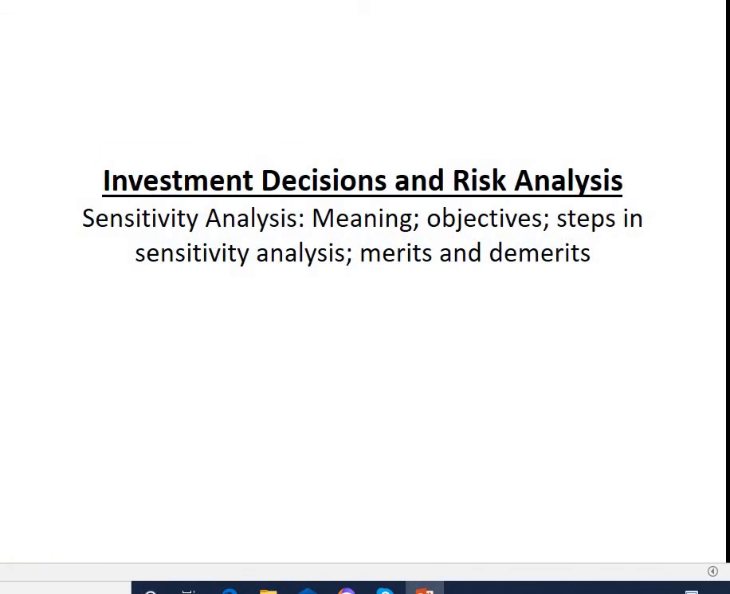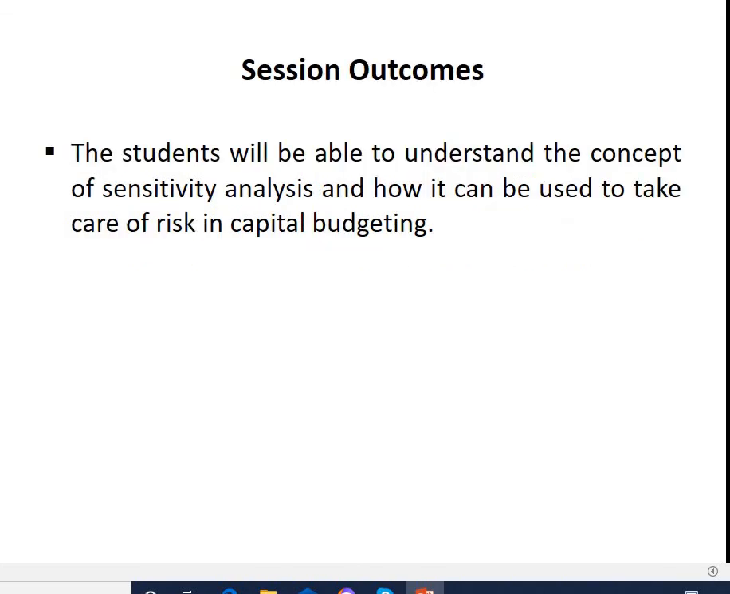In previous classes, we have dealt with two approaches, that is risk-adjusted discount rate factor approach and certainty equivalent approach. In today's session, we learn about sensitivity analysis. What is its meaning? What are the objectives of sensitivity analysis, steps in it, merits and demerits. The outcome of this session is to make you understand the concept of sensitivity analysis and how it can be used to take care of risk in capital budgeting.